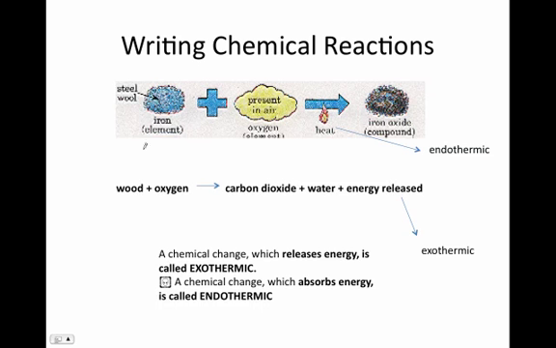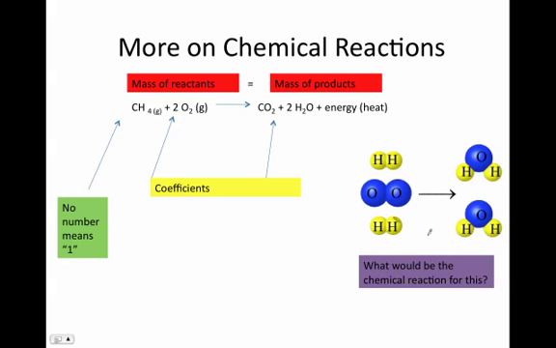Here's an example of a type of chemical reaction. It's a combustion reaction. And iron plus oxygen produces iron oxide. Heat is one of the ingredients needed here on the reactant side, so endothermic. However, here's another one. This one's combustion. Wood and oxygen produce carbon dioxide, water, and energy is released. If energy is released, it's going to heat up, and therefore it's exothermic.